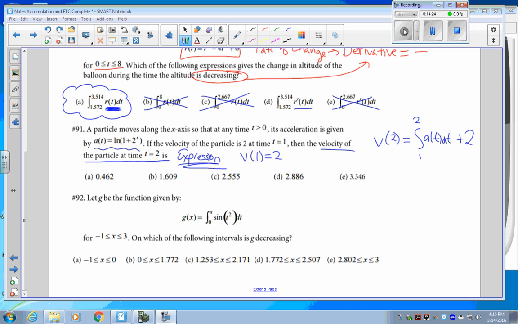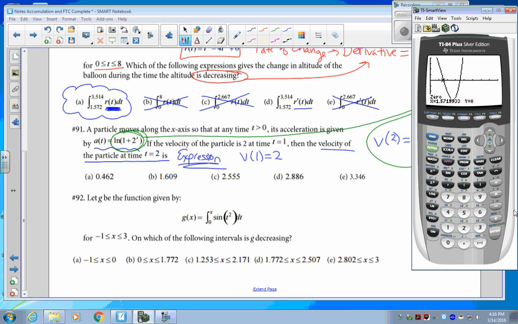Here is my expression. So v of 2 is going to be equal to the definite integral from 1 to 2 of a of t. So that's the change in my velocity from time 1 to 2. And then I'm adding 2 because that is my velocity at time 1. So at this point, I need to actually evaluate this, and I can evaluate it with my calculator. I know what a of t is, and that is right here. I'm going to plug that in right here and key this all into my calculator and ask it the answer.